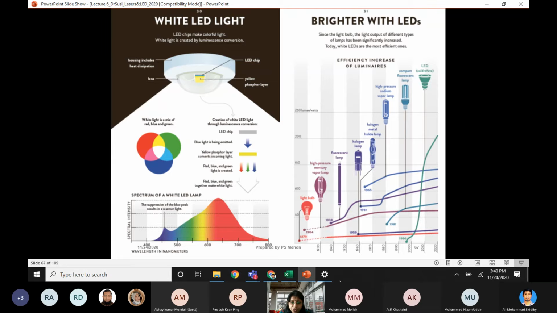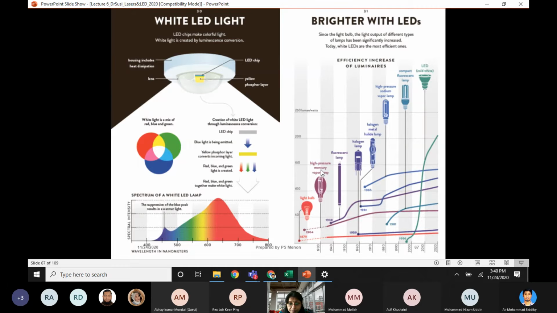Okay, and this shows different types of lights over the years, right? This axis is the year, and this is the efficiency, in terms of lumens per watt. You can see way back in 1879, we have the light bulbs, and the efficiency, until now, 2020, is still very, very low.